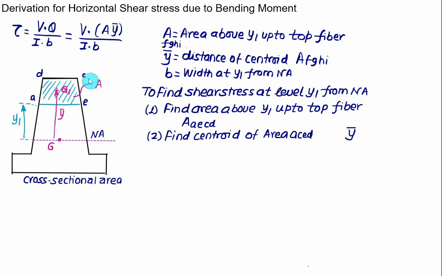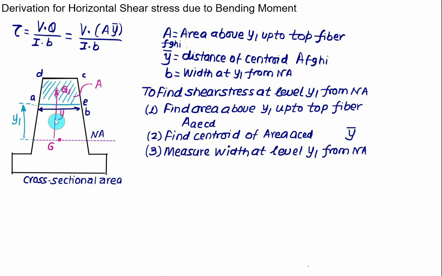Then what is left is width. So at this distance here y1, you have to measure the width, that equal to B. Final step is to measure the width at a distance equal to y1 from the neutral axis. So V is known, I is known, area is known, y bar is known, B is known, so we can calculate here the shear stress.